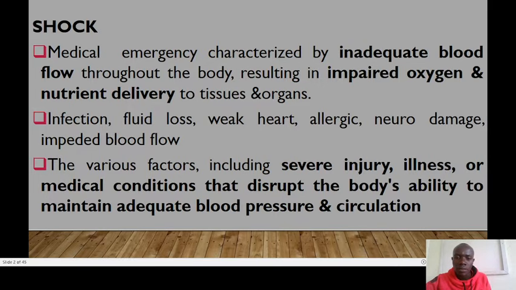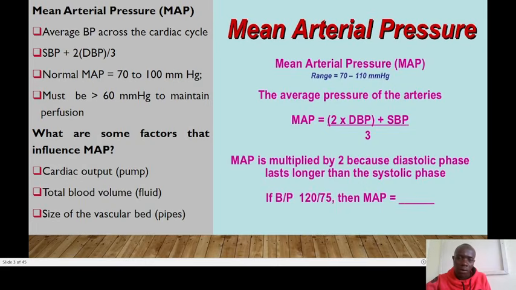So we have sepsis, the excessive fluid loss. We have a weak heart as in cardiogenic shock, allergic reaction in anaphylactic shock, and neuro damage, right? So we also have the impeded blood flow in the body. When you look at all these causes, they normally result in the body's ability being compromised to maintain adequate blood pressure and circulation regardless of the type.